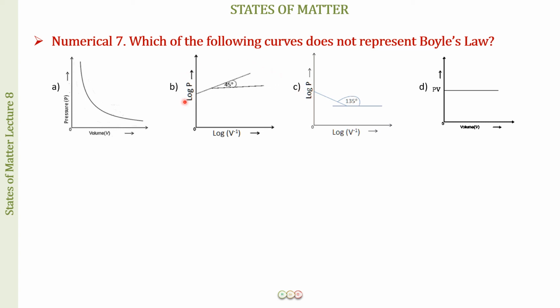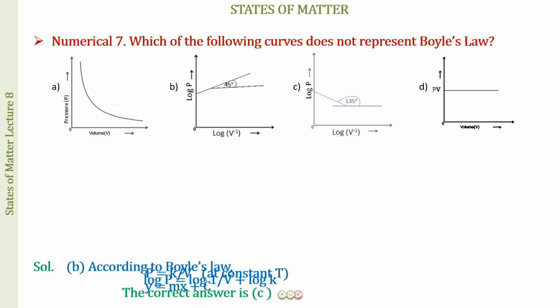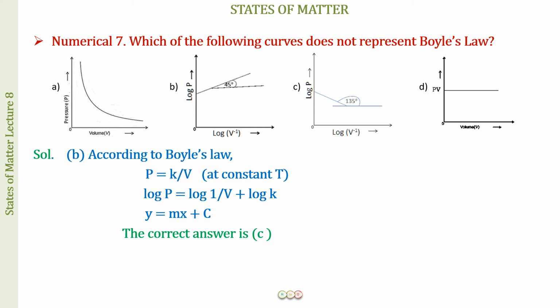So let us see this graph over here, which is between log P and log V^-1, that means between log 1 by V and P. So let us understand this one over here because we've not done this in the previous lecture. I did not do it purposely because I wanted you to attempt this question first yourself.